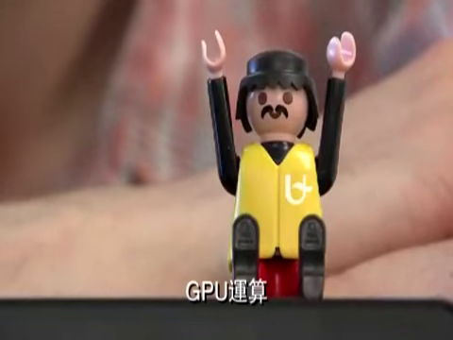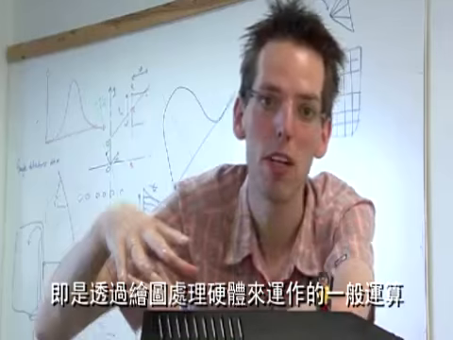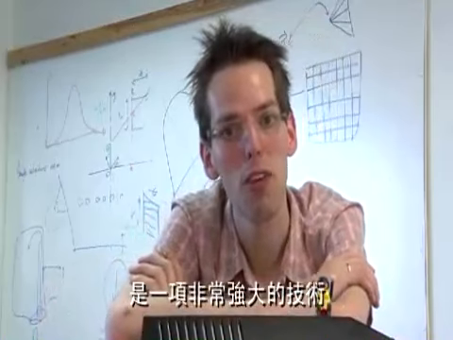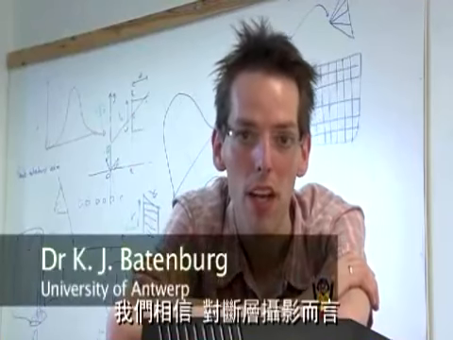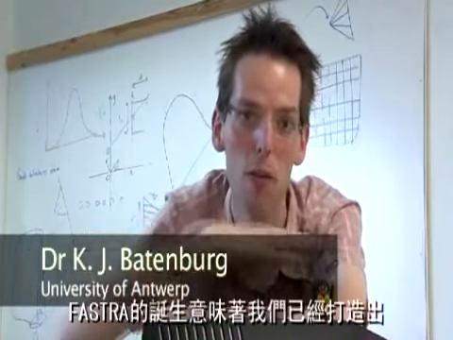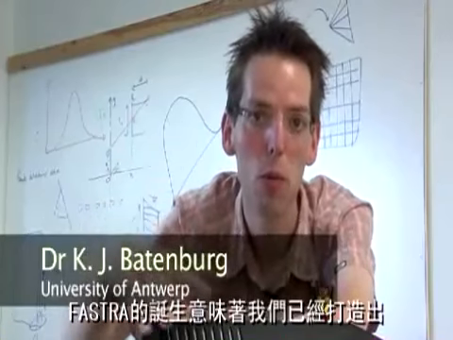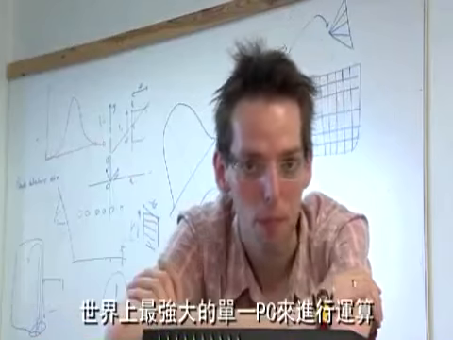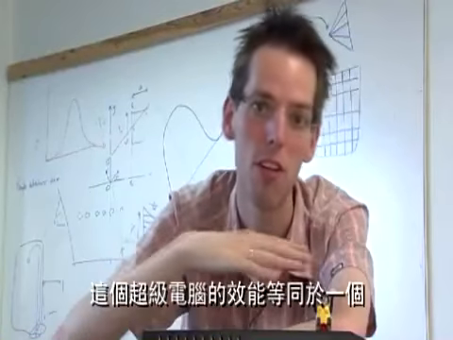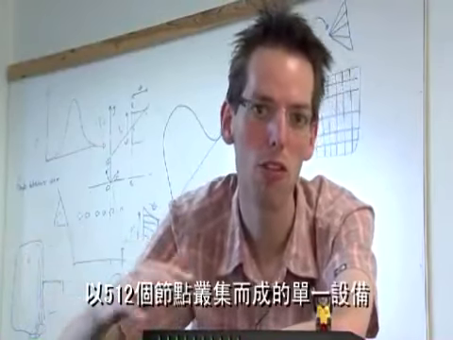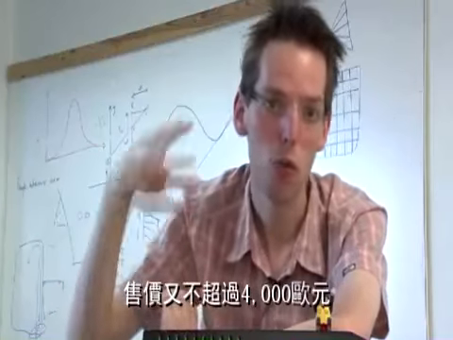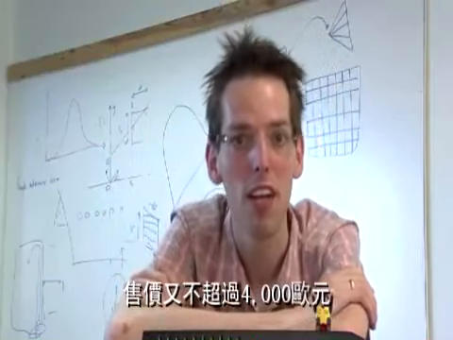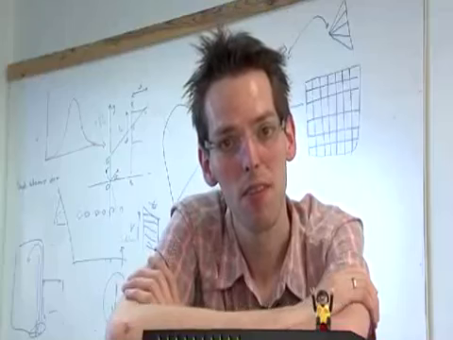GPU computing, so doing general computations on graphics hardware, is a very powerful technique. For tomography, we believe that with Fastra we've created the most powerful single PC in the world for doing our computations. Supercomputer performance, the same as a 512 node cluster, within a single PC for less than €4,000. It doesn't get much better than that.